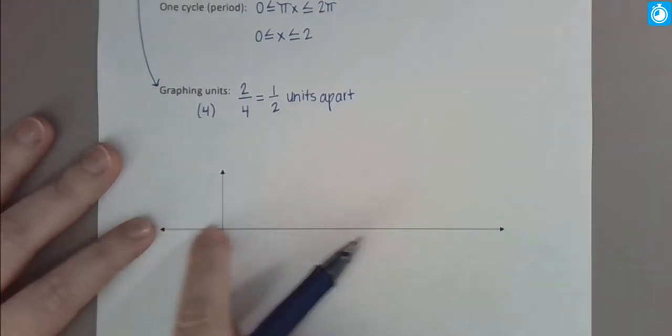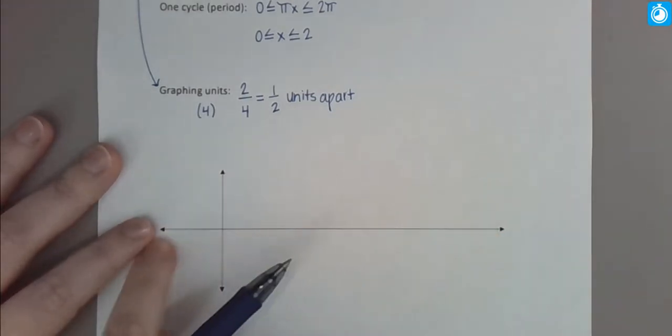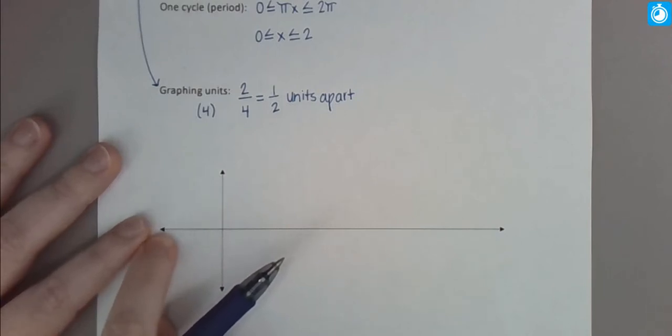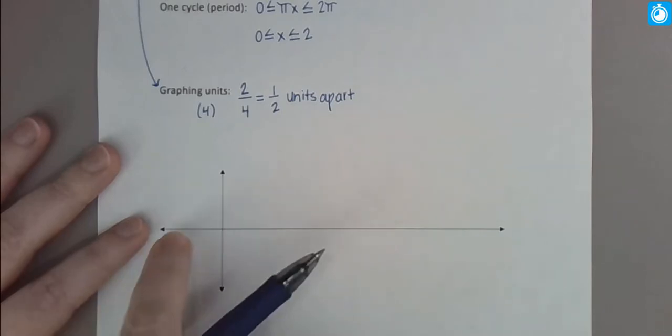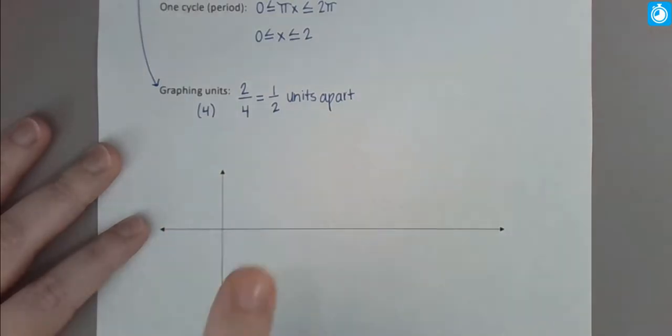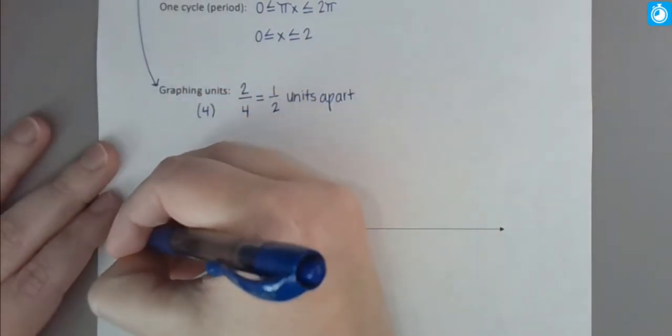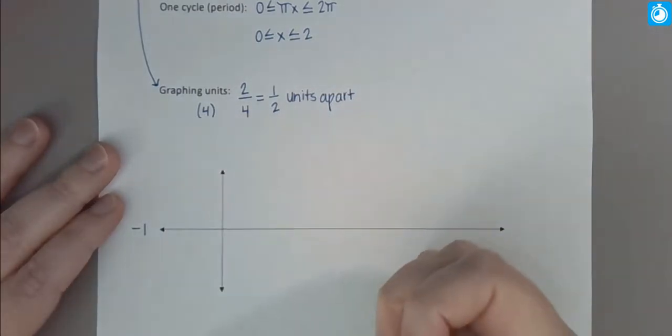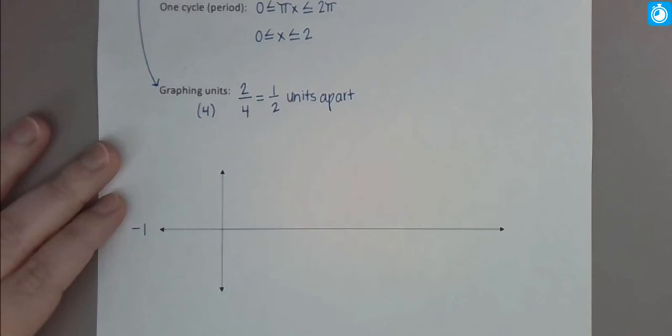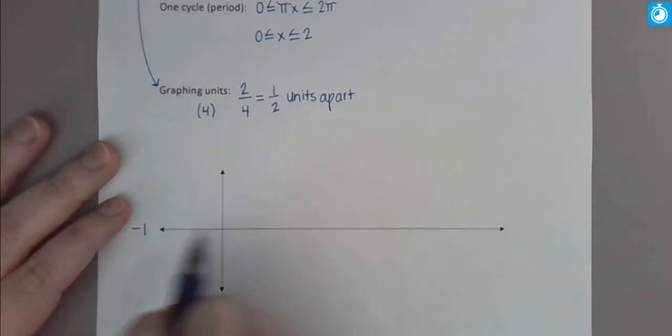So normally our central line is on the x-axis, it's at y equals 0, but we're shifting everything down 1 unit. So where we would normally start at 0, if we shift down 1 unit, the center of the graph is now going to be at -1. Then we apply the amplitude. The amplitude tells us how far up and how far down we go from that central line.